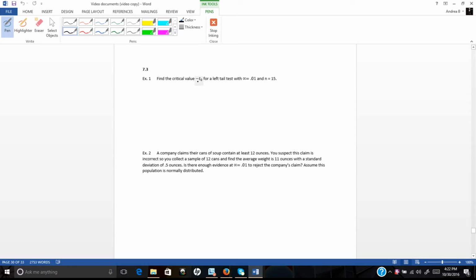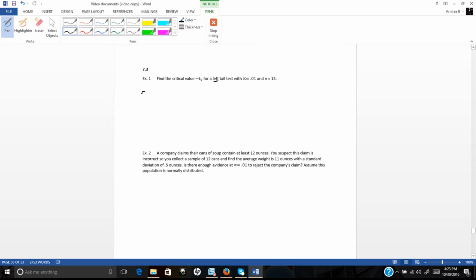First we have to find the critical value, negative t sub 0, for the left tail test of alpha equals 0.01 and n equals 15. So here for this one, as it already states, you're dealing with a t-distribution instead of a normal distribution. Remember, this one's also in the back of your book, on page 818 in the appendix. If it's a left tail test, that means you're looking at the one tail row up at the top.